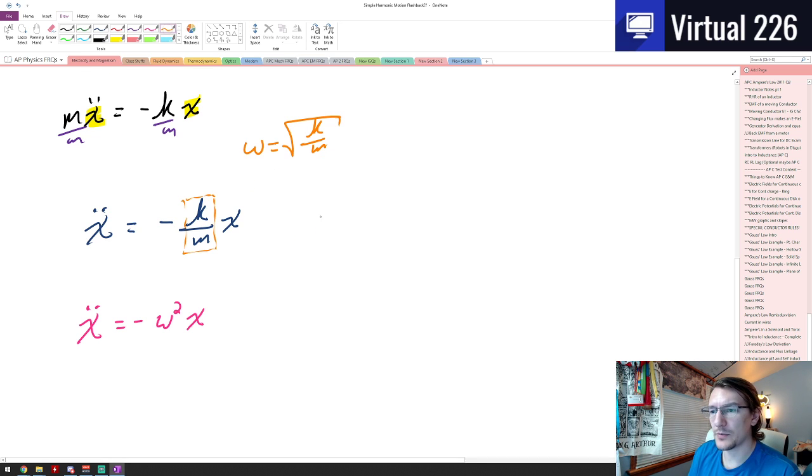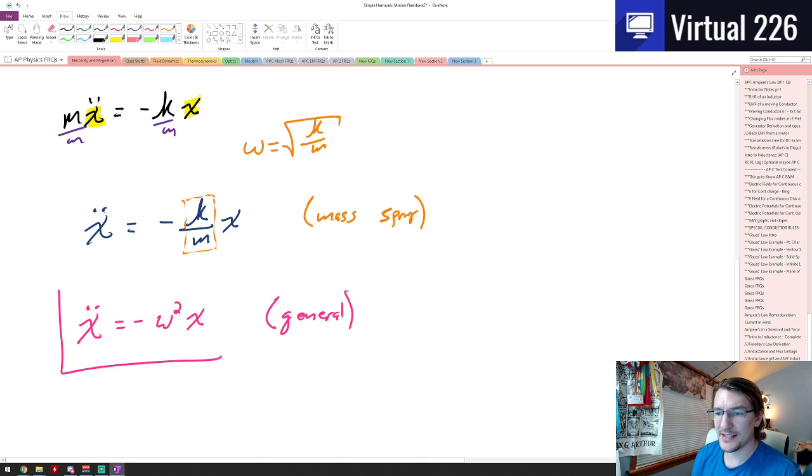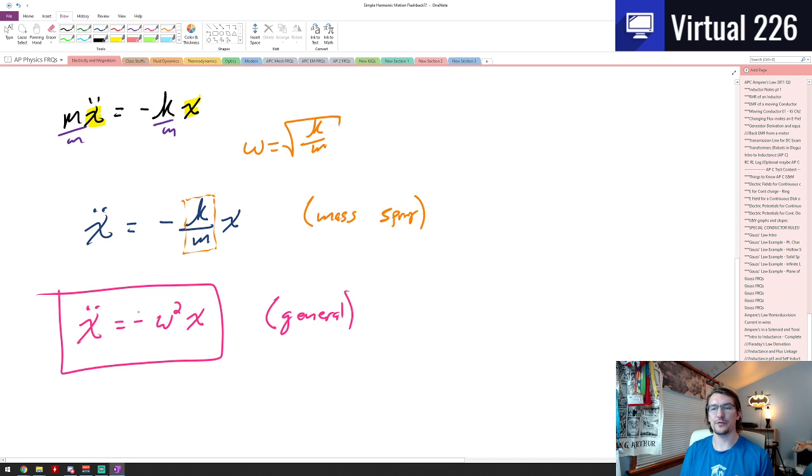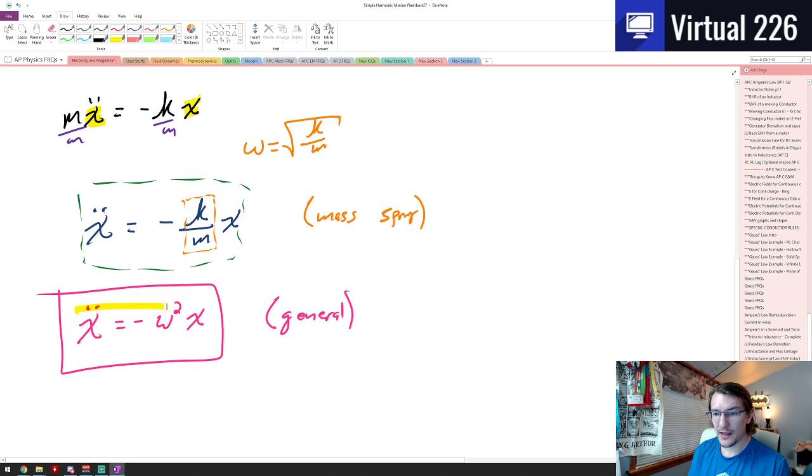While this is specifically for the mass spring system, this here in pink is for any general system. This is a general oscillation equation for simple harmonic motion, where maybe this omega is going to change. Specifically, we could get this for a mass spring system, but generally, this will be our equational form. We'll have a second derivative of something equals negative omega squared multiplied by x. And why is that our general form here?